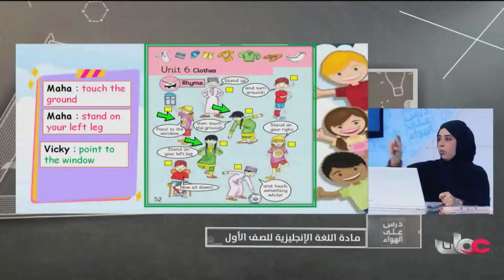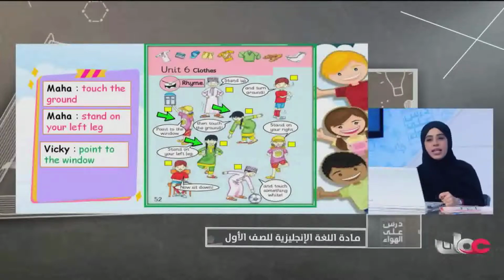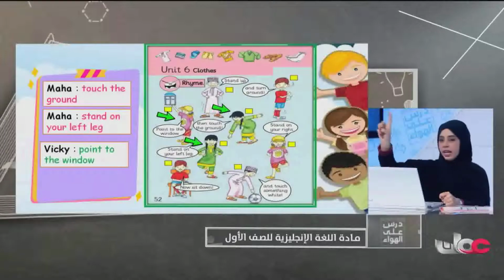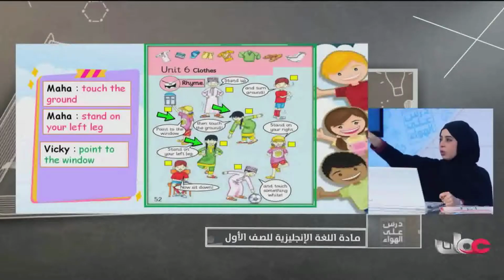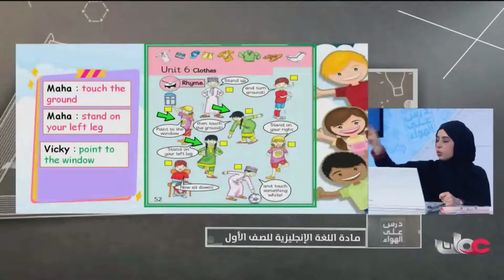And I have a window there, so I will point to the window. Point to the window. So you can see Vicky raise up her finger and look to the window, and she is pointing to the window. Point to.